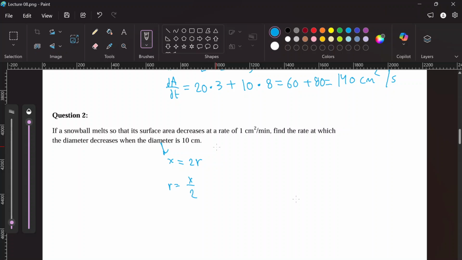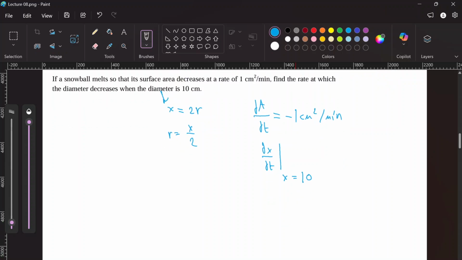Now let's write the given information. We are given that the surface area decreases at a rate of 1 centimeter squared per minute, okay? So we have dA over dt. Because it decreases, we put a minus sign, okay? So minus 1 centimeters squared per minute. Now find the rate at which the diameter decreases when the diameter is 10 centimeters. So we want dx over dt when x equals 10, right?